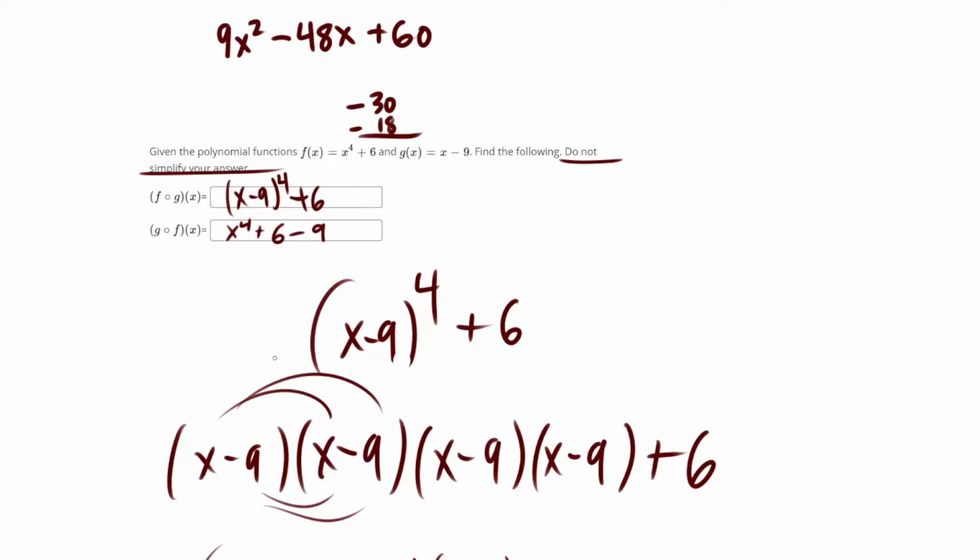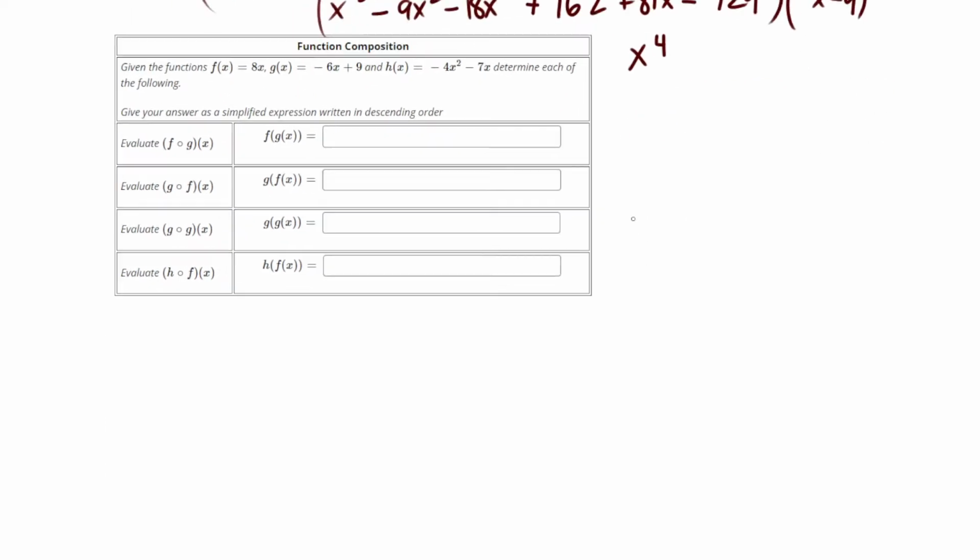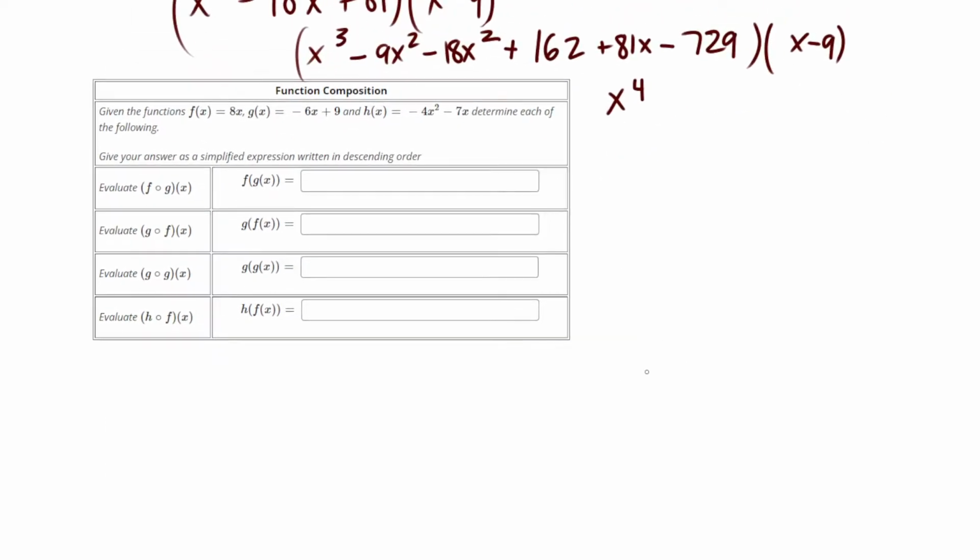And I don't know if they want it combined. Let me check really quick. So we have x to the 4th minus 3. Okay, so I think they actually do want that part combined. So we'll do x to the 4th minus 3. Yeah.